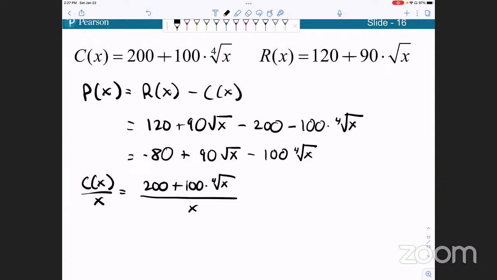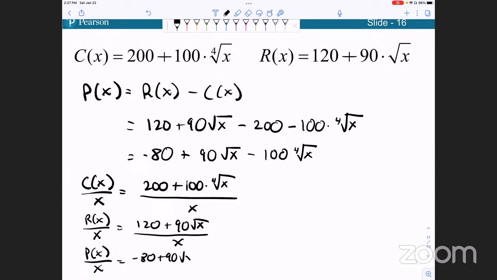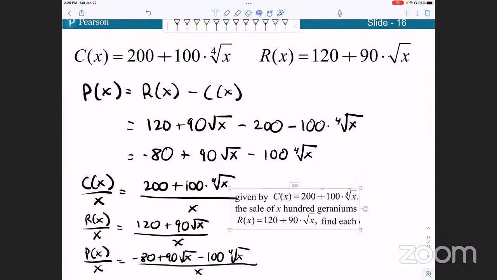Our average revenue is going to be R of x over x, 20 plus 90 times the square root of x all over x. But then our average profit, P of x, will be the square root of x minus 100 times the fourth root of x all over x. I'm going to just leave it like this for now. Let's do this, paste.